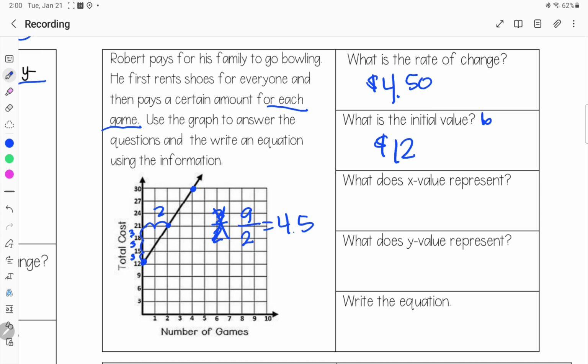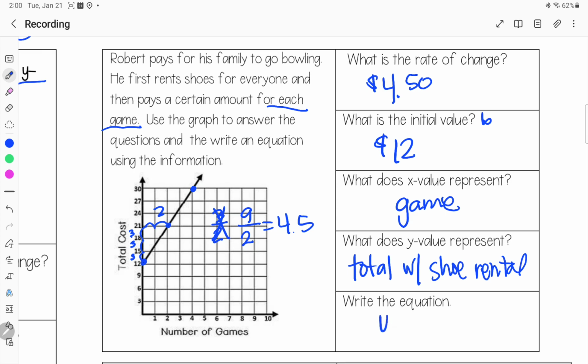And how often are we paying that $4.50? We're paying it for each game. So that's what our x values represent, our games. Our y is going to be the total with shoe rental. y is always some type of total. So our equation would be y equals, here's my m, and I could use a g here if I wanted for games. I'm just going to put mx plus, I have to start by paying $12.